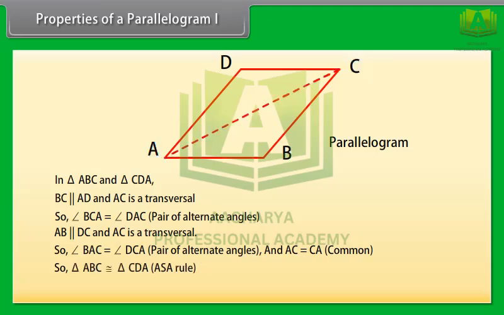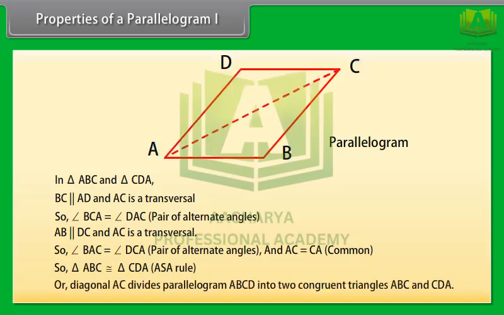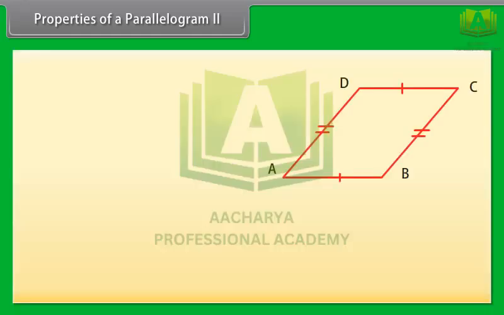So, by using ASA rule, triangle ABC is congruent to triangle CDA. Or we can say that diagonal AC divides parallelogram ABCD into two congruent triangles ABC and CDA. Properties of a parallelogram 2. Now we know that a diagonal divides the parallelogram into two congruent triangles.